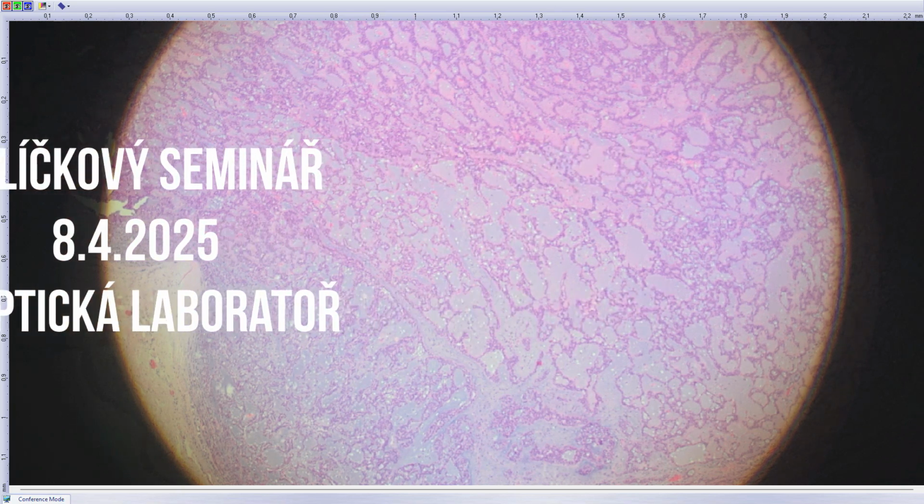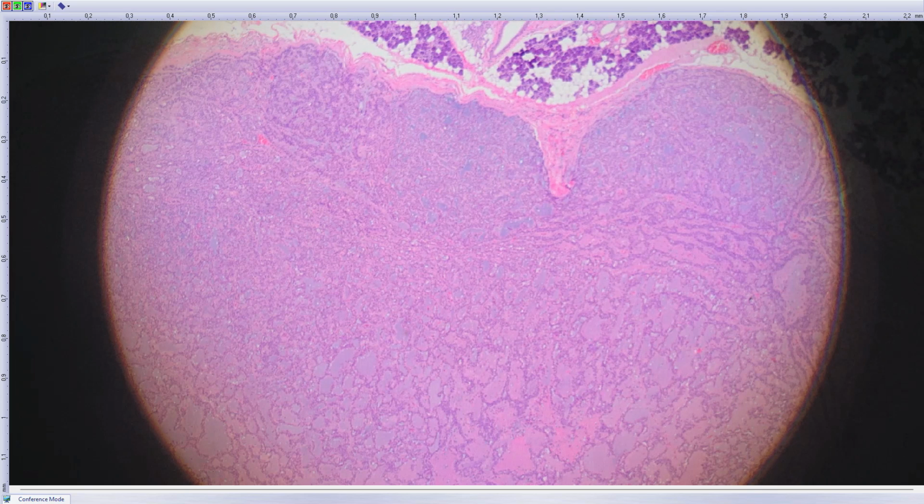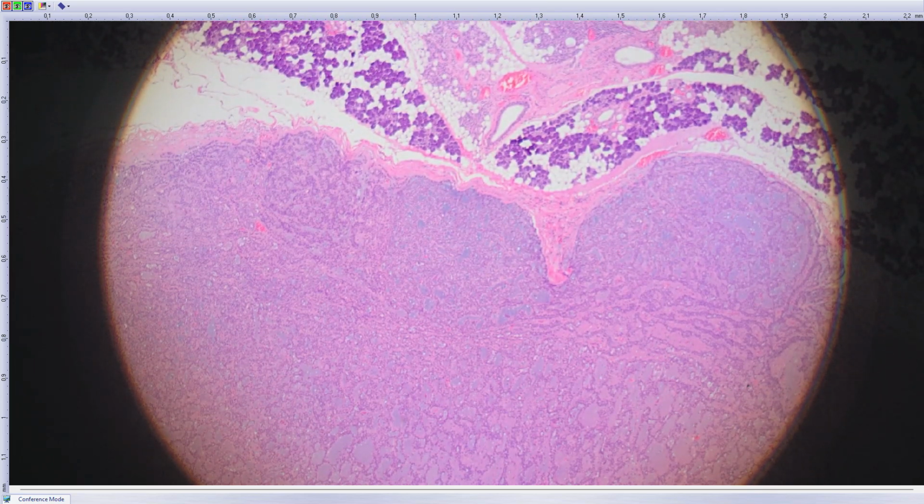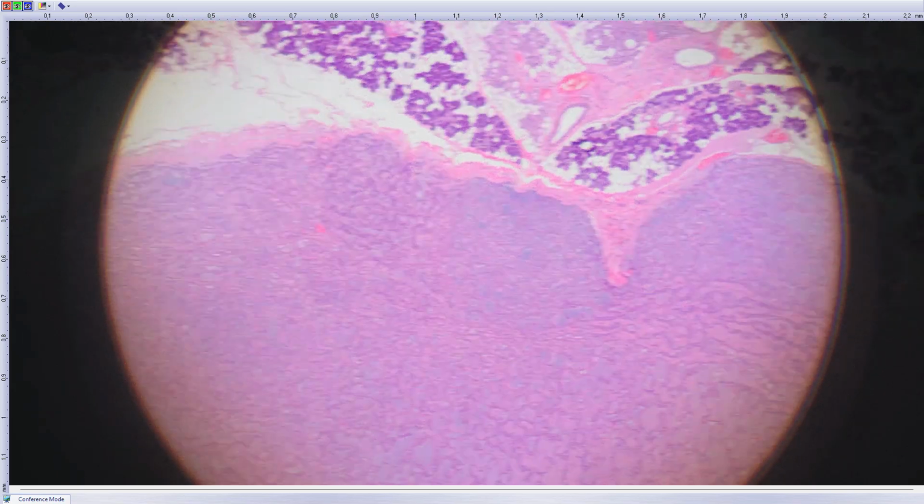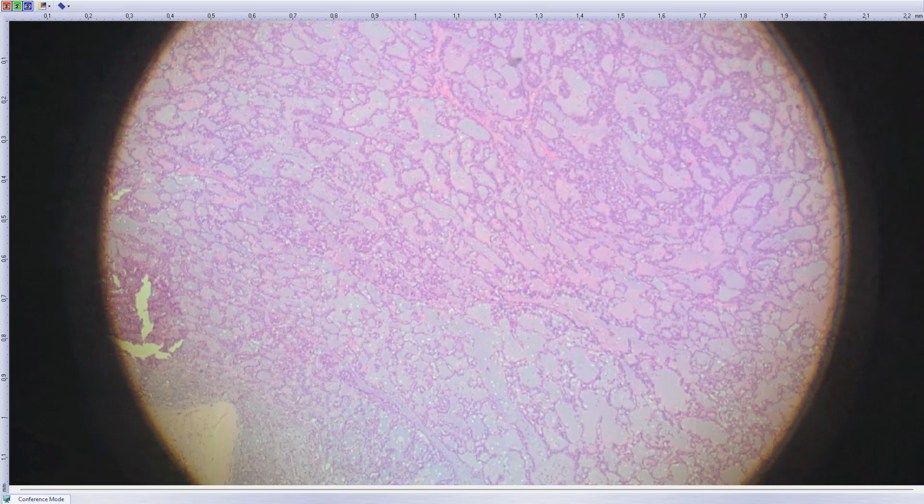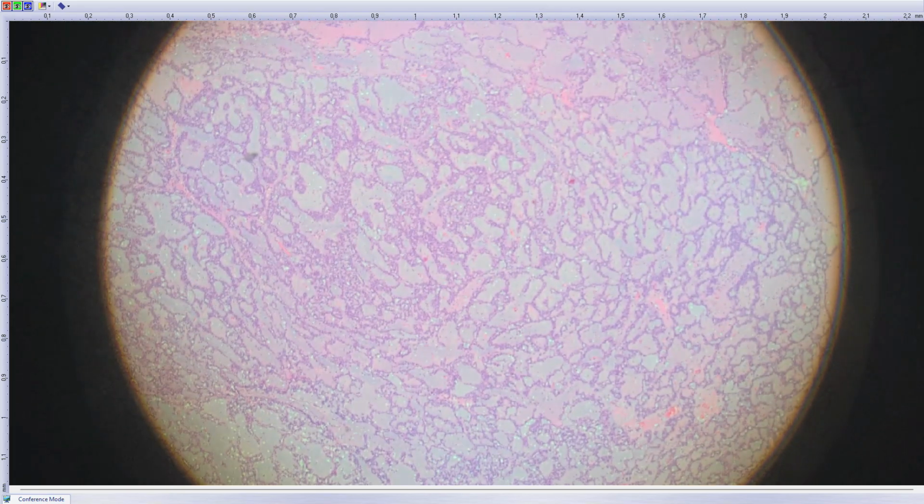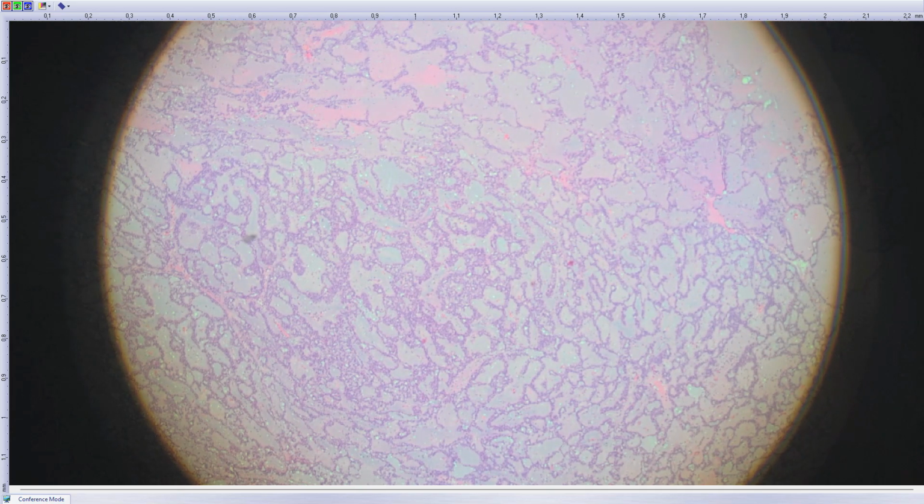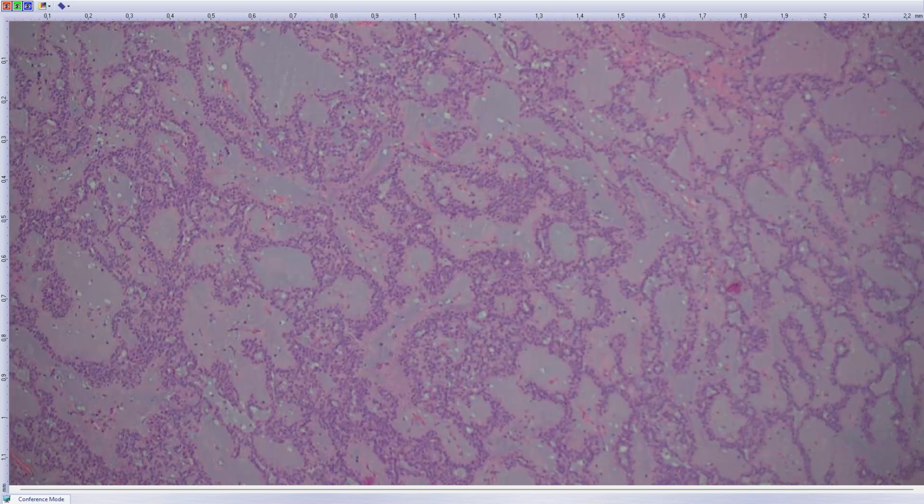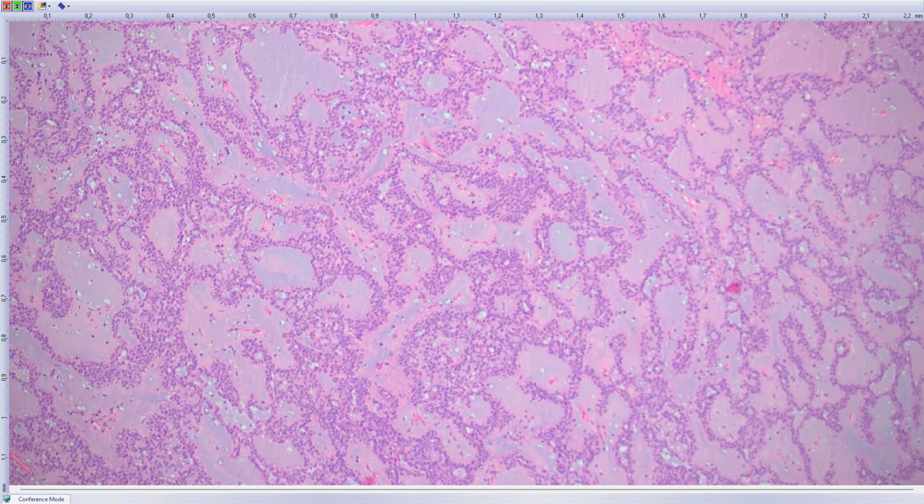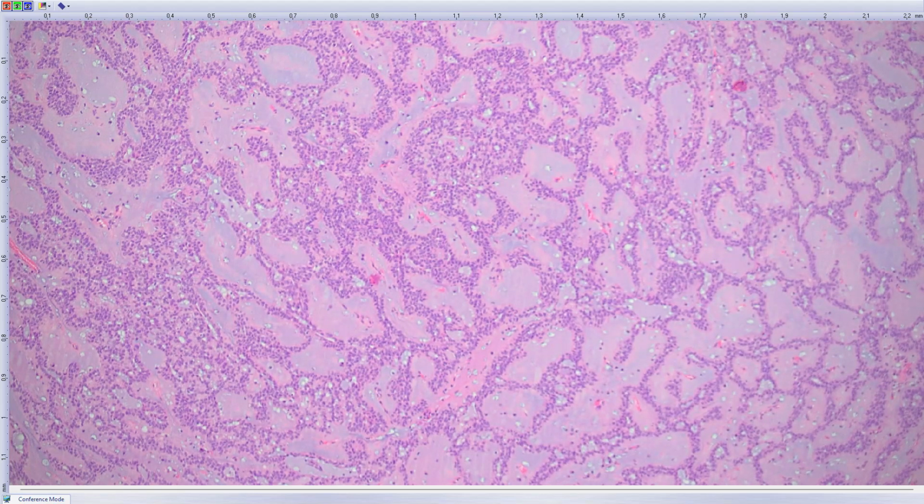The first one is a consult case from parotid gland, and I'm showing you scanning magnification first to show that it's a parotid gland tumor with a well circumscribed, relatively encapsulated but multinodular tumor, which is pretty monophasic. The major structures are trabecular, with high magnification, a little bit of tubular differentiation, maybe here.